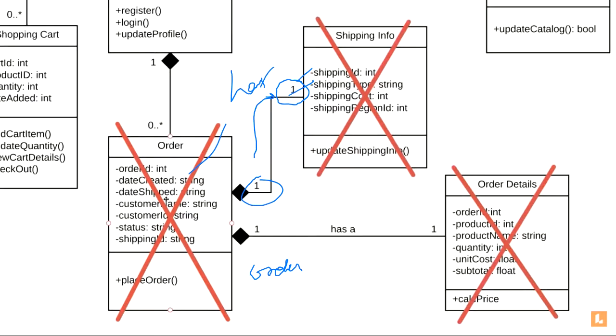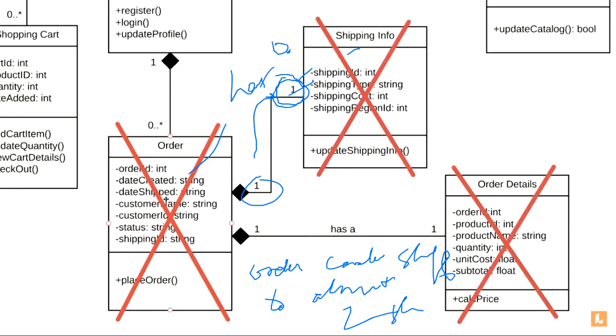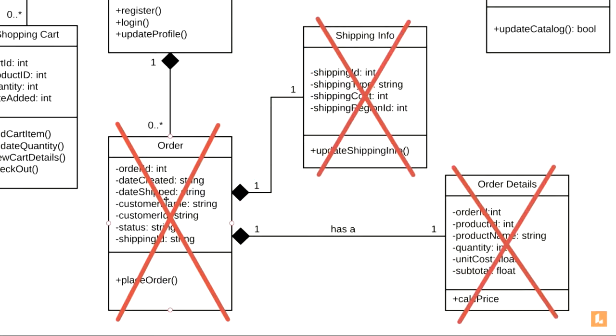So I'm saying an order can be shipped to at most 2 shipping addresses, right? So you will write the multiplicity here. What multiplicity will you write for at most 2? 0 dot dot 2. Yes, good. You will write 0..2. Now how will you read this 0..2? Coming from here, you will reach here. Order has 0, 1 or a maximum of 2 shipping infos. Clear everyone?